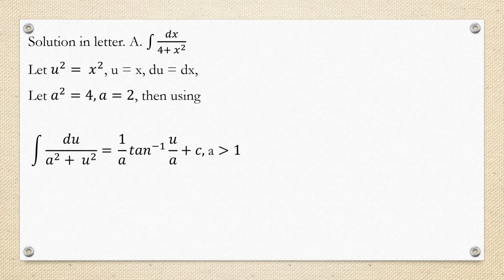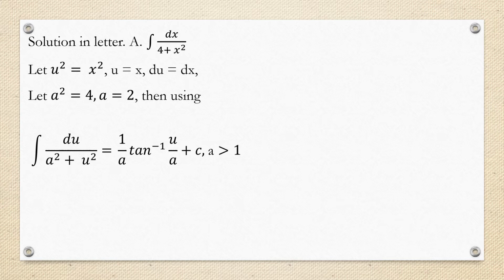Let us work with number 1, or letter A. The solution for letter A: integral of dx over 4 plus x squared. In this problem, we are going to identify our u squared. It is very easy for us to identify. That is the term that has the variable x. So we have u squared equal to x squared. Then to get the value of u, which is equivalent to x, just take the square root of both sides.